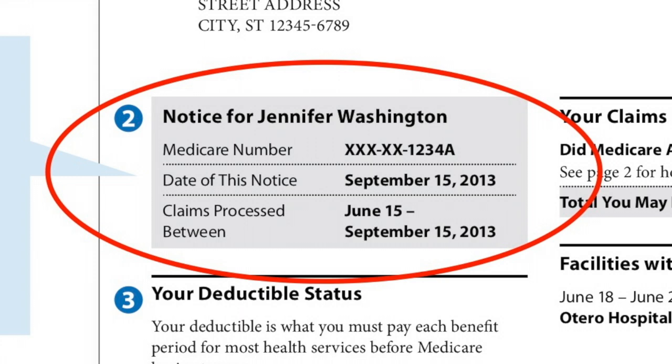Under the Medicare number is the print date of the notice. Under that are the dates of service this notice covers. Please pay attention to that date range. It is possible you are looking at claims from provider visits that are further back in the past than you may have been expecting.